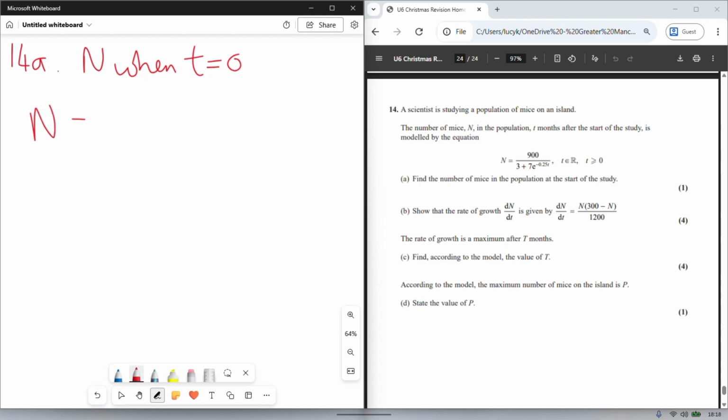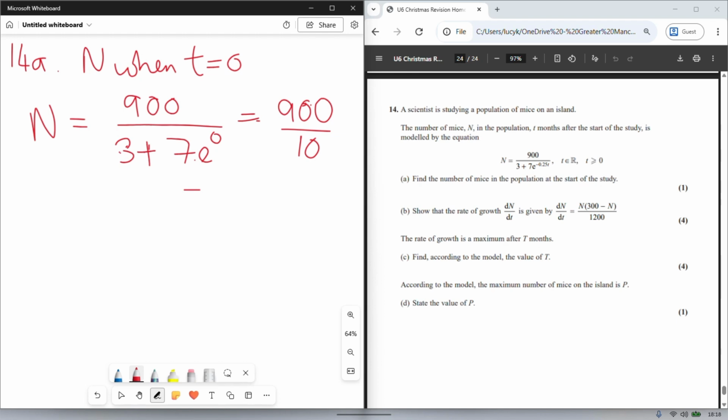So n is equal to 900 over 3 plus 7e to the 0, because obviously when you multiply through by 0 for the t, it's just going to make that whole bit 0. Anything to the power 0 is 1, so it's going to be 900 over 3 plus 7, and that'll just be 900 over 10. So that will give us an answer of 90. So that's part A. That bit is the easy bit. I'm assuming that's not the bit we struggled with.